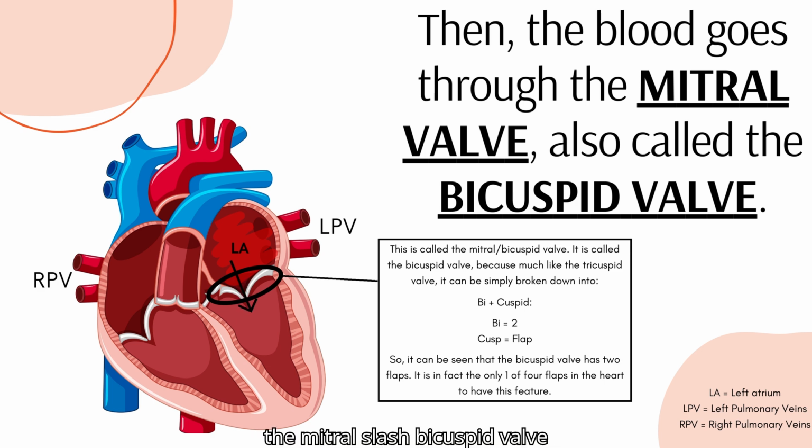So the mitral slash bicuspid valve serves a similar function to the tricuspid and pulmonary valve, which is that it ensures that blood flows in one direction and it doesn't allow for backflow.